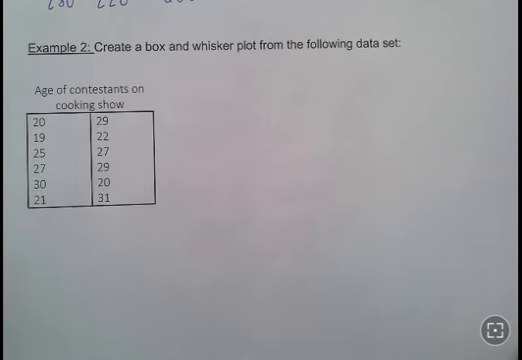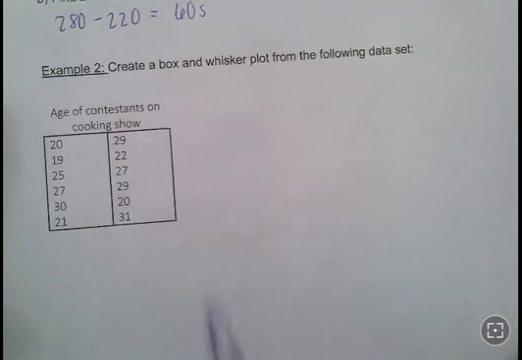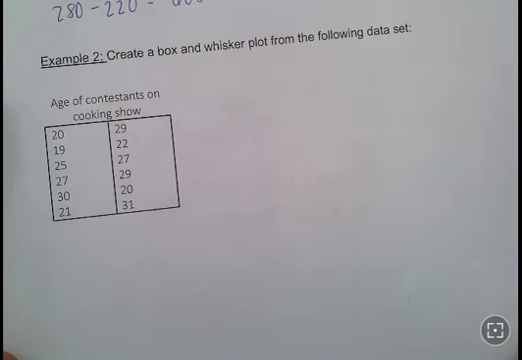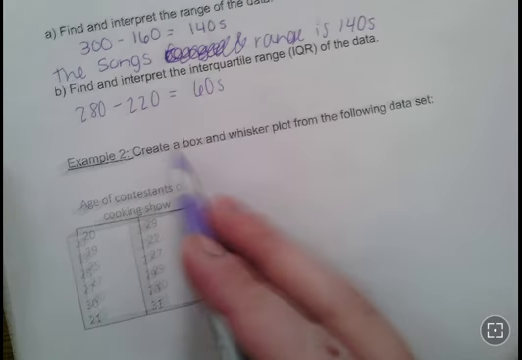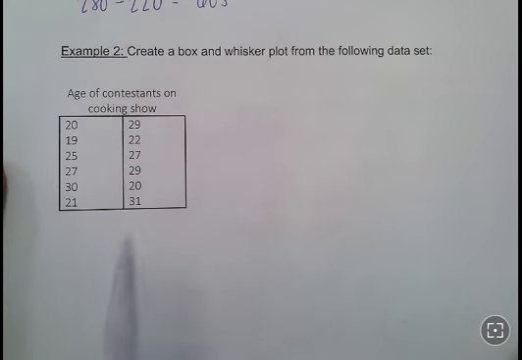All right, example 2. Now let's create a box and whisker plot. The first thing that you need to do is put these numbers in order. So we saw this example when we talked about mean, median, mode, and range. This time, though, before we can do anything, we need to put these in order.